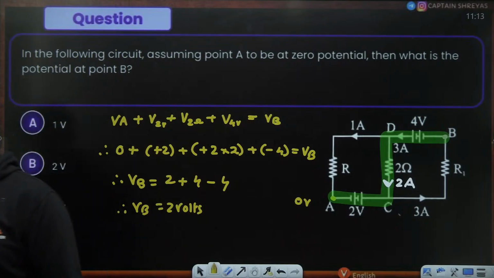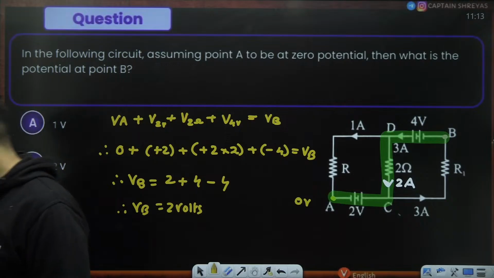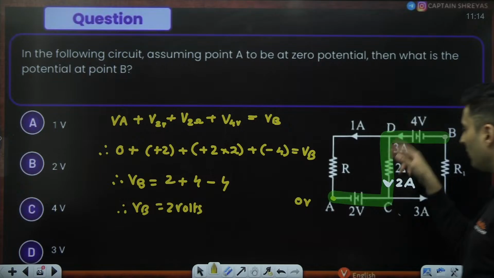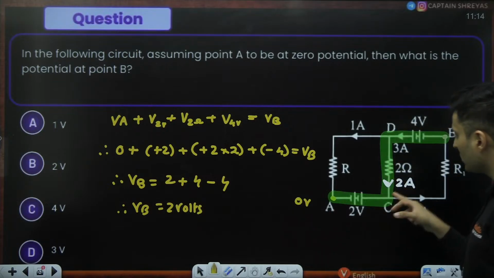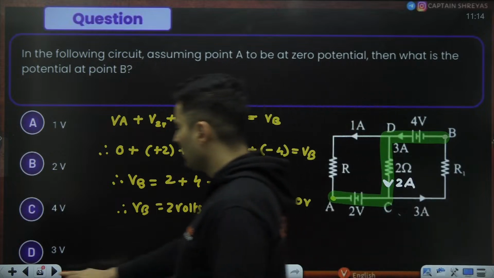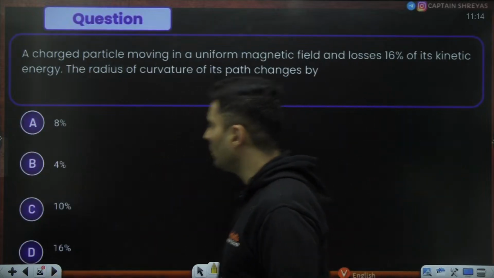Absolutely correct. Is that okay? Everybody with me? Perfecto. So you have to figure out which is the best way to reach here. I used Kirchhoff's current law to find 2 amperes. It was not given. Okay, great. Moving on. Next question on your screen.